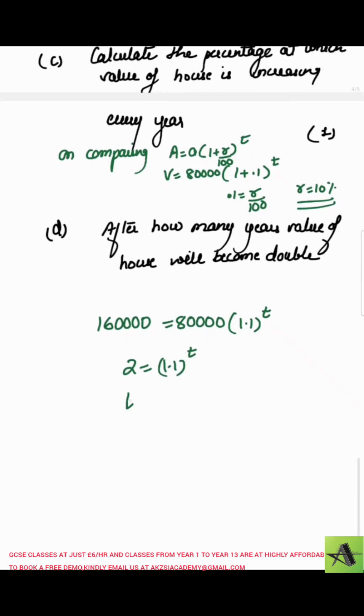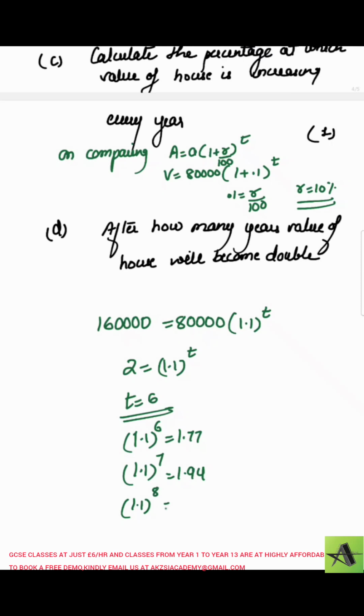So let me put t equal to 6 and see what the answer is. On putting t equals 6, we'll get 1.1 to the power of 6 is 1.77. Now let me try 1.1 to the power of 7. That will give you 1.94. Again, let me put 1.1 to the power of 8, it will give me 2.14. We want 2, so clearly we can understand that the value will lie between 7 and 8.